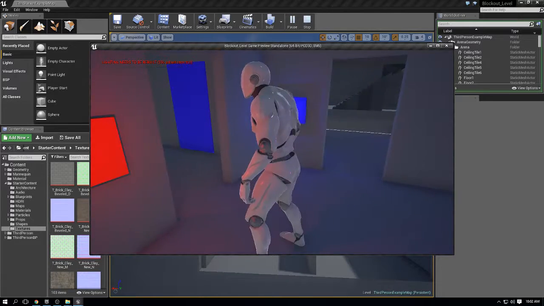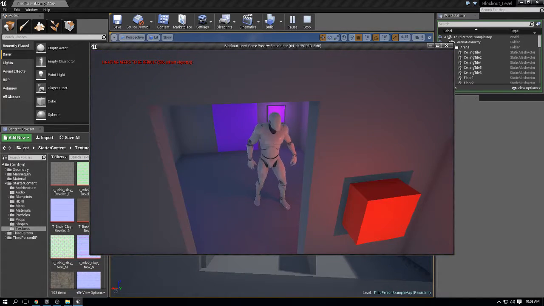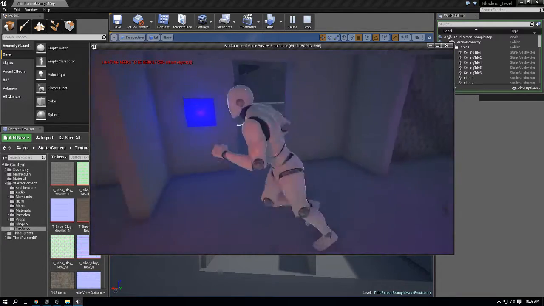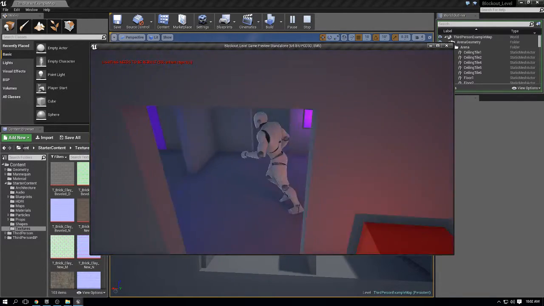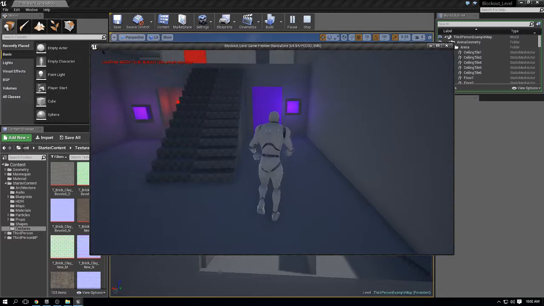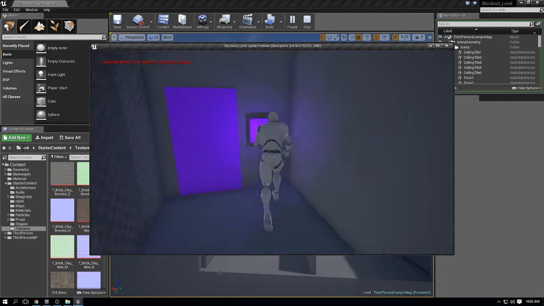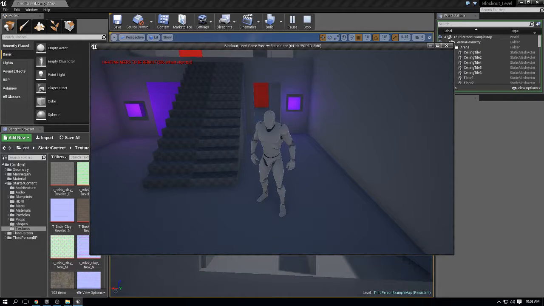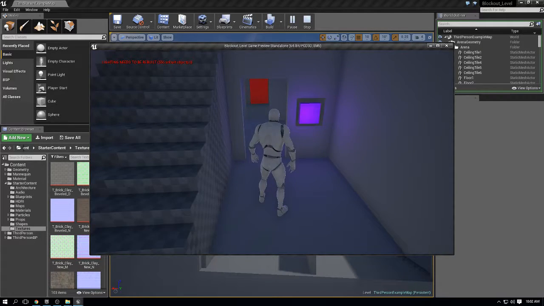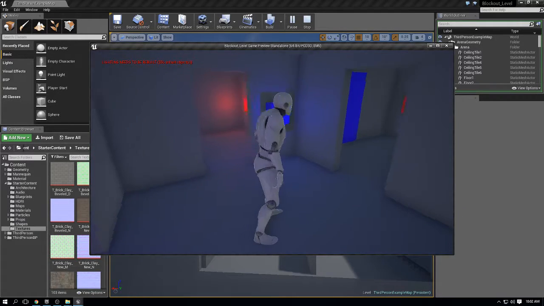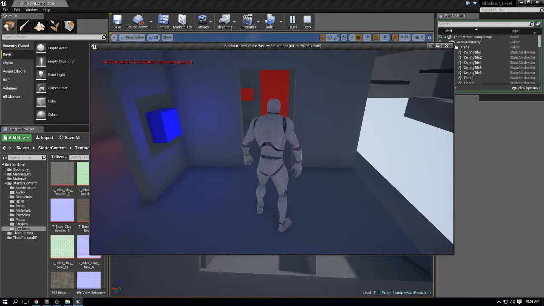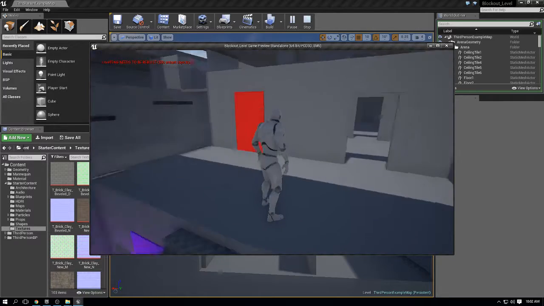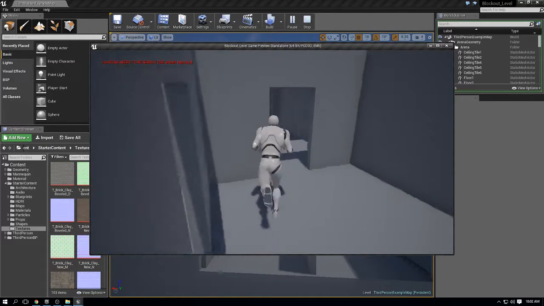My lack of experience with the scripting in Blueprint made this a bit of a challenge for me, but you see where I'm going with it. Trying to create sort of a Rubik's Cube, I don't know if that's the right word I'm looking for, but yeah, it's like musical doors, so to speak.